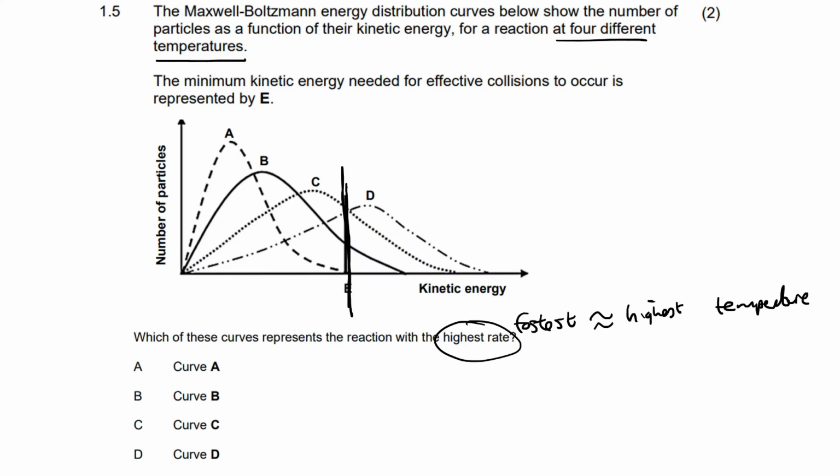So if you look at graph A, it barely gets there. If you look at graph B, it only gives us this little portion over here. If you look at graph C, it's a bit better. But then if you look at graph D, look at how big the area is on this side. It's all of that. So the one that's going to have more reactions taking place is always going to be the one at the highest temperature. And so it's definitely going to be curve D.